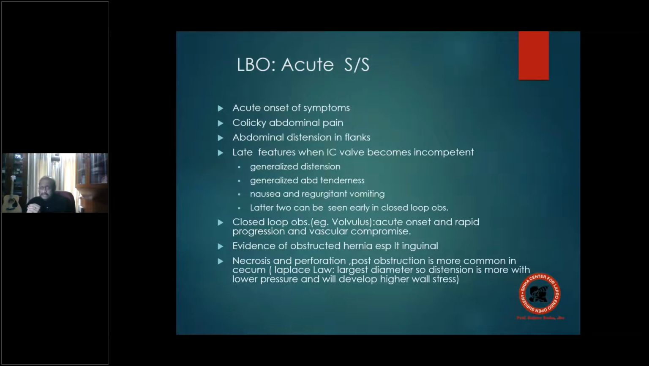Evidence of an obstructed hernia, especially if it is left inguinal, is again very beneficial, especially when you've got a sliding hernia on the left side that gets obstructed and the sigmoid is entrapped. That again gives rise to a large bowel obstruction.